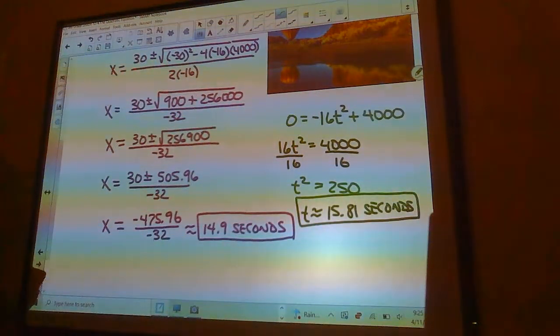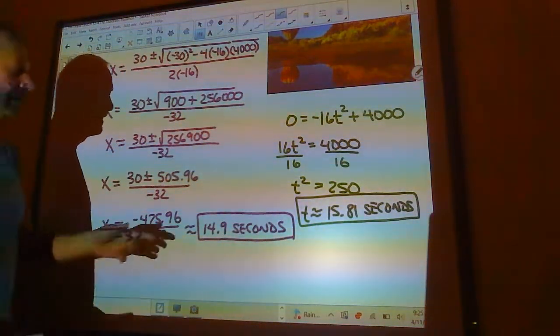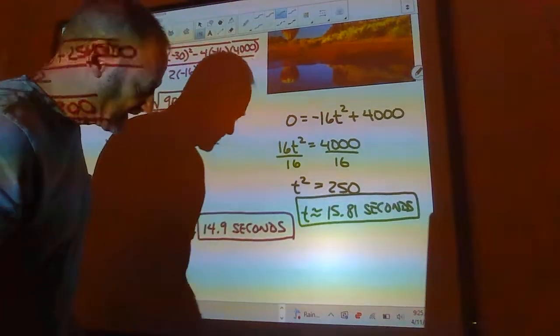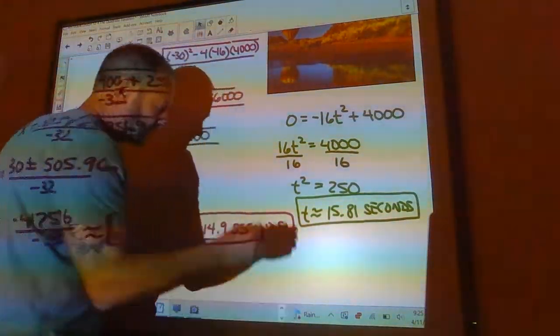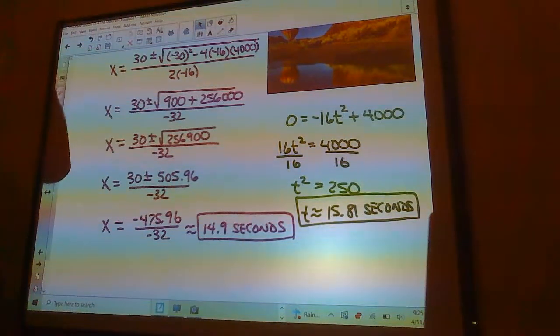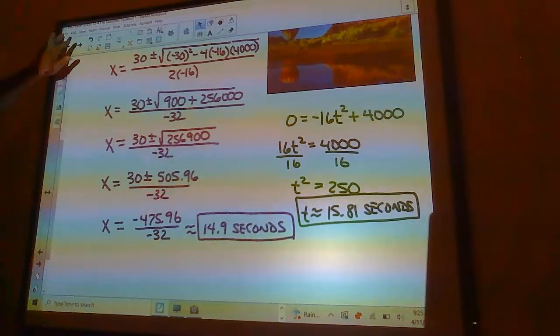Okay. So by throwing it, you got almost an extra second less in time before it hits the water.